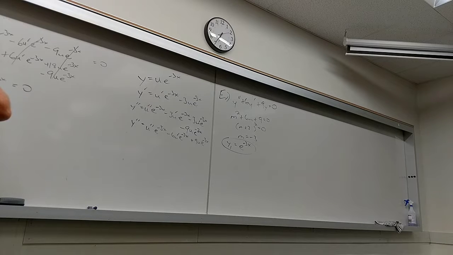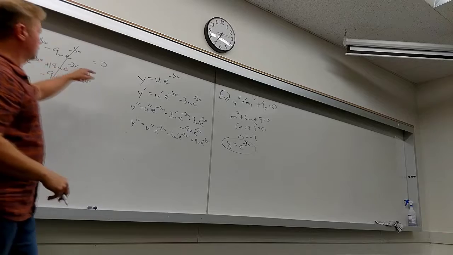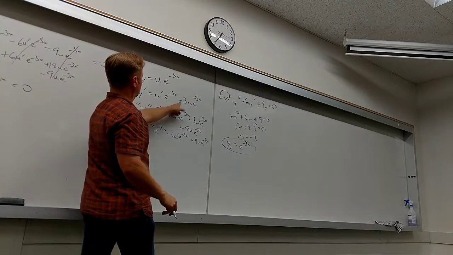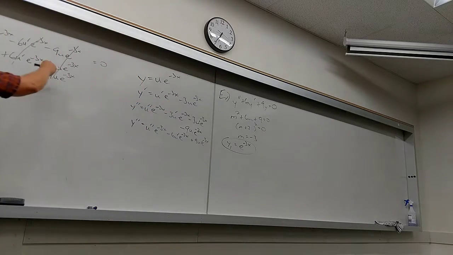Sorry, I don't see how we get the plus 18. I'm still getting them. Oh, so that's from 6y prime. So it should be, yeah, that should be minus 18. Yeah, the top. And of course, this one should be plus. Okay, and the last one's plus as well.